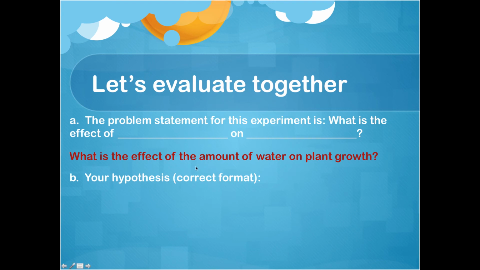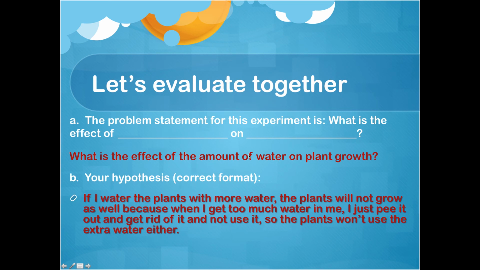Okay, well, let me give you one format of a hypothesis that would work. Maybe I say, if I water the plants with more water, that's my change of my independent variable, the plants will not grow as well. That is my prediction about the dependent variable, because when I get too much water in me, I just pee it out and get rid of it and not use it. So the plants would do the same with the extra water. So that is my hypothesis. If whatever I'm changing, then what will happen? Because why I think that, with either some type of personal experience or some type of scientific idea behind it. All right, so we have our problem, we made our prediction, let's keep going.